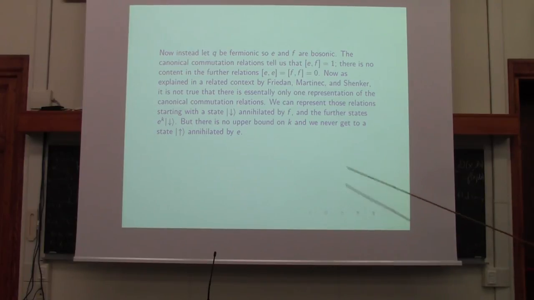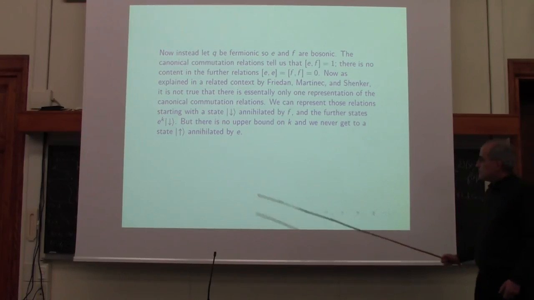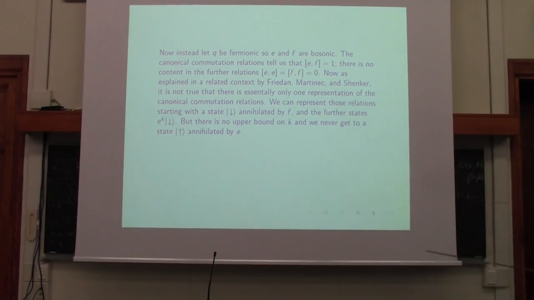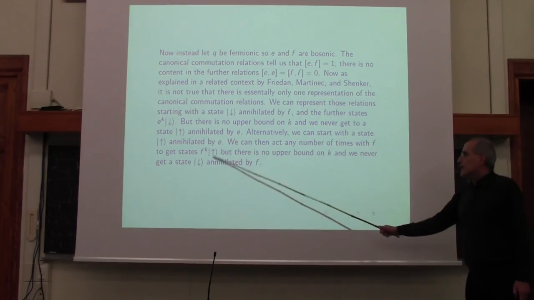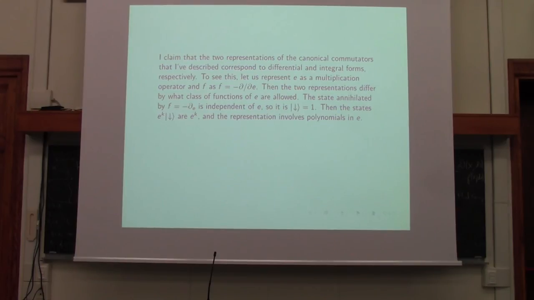Now, it's not true that there's essentially only one representation of the canonical commutators. We can represent these relations with a state annihilated by f, and the further states that are powers of e acting on that one. Well, there's no upper bound on k, and we'll never get to a state annihilated by e. Or we can start with a state annihilated by e, then we can act as often as we want with f, but we never get to a state that would be annihilated by f. So the two representations of the canonical commutators correspond to differential and integral forms.